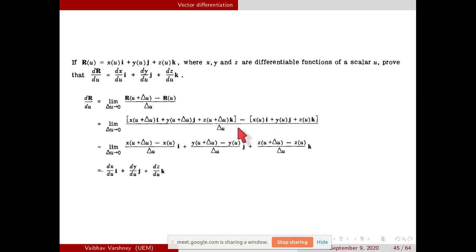Now we can take i terms together, j terms together and k terms together. If we take i terms together, it will be x of u plus delta u minus x of u. This is the first term. Then y of u plus delta u minus y of u, second term, then the third term. And this is nothing but dx by du, because this limit is with all three functions. So this we can write as dx by du, this as dy by du, this as dz by du. So we can write this as dx by du i cap plus dy by du j cap plus dz by du k cap. Any problem in this?